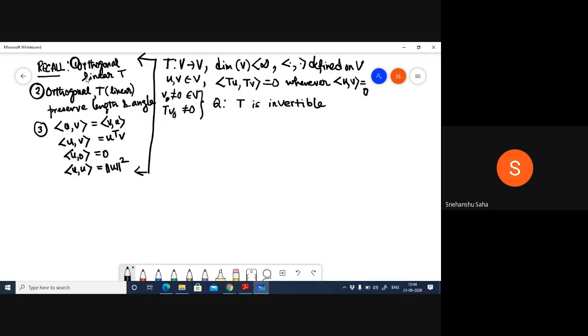Now, please note that we do not have the luxury of using some of the properties of invertible linear maps because we haven't discussed those yet, right? And so the only possible way to show that this is an invertible linear transformation is to show that this is either an orthogonal transformation or a scalar multiple of an orthogonal transformation. Because if T is an orthogonal transformation, then the columns of T form an orthogonal basis, and therefore T becomes invertible, we know, right?